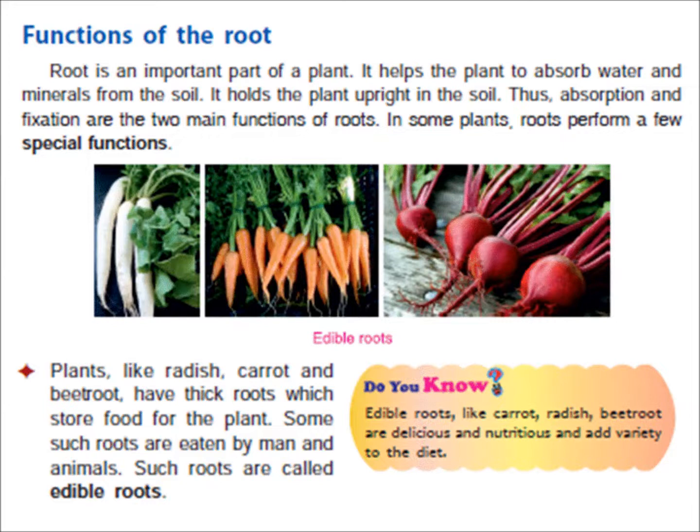In some plants, roots perform a few special functions. As we know, root is an important part of the plant, and absorption and fixation are the two main functions of the root. Now the question is, what is absorption? It means that roots take in water and minerals from the soil. Water and minerals are used by the plant for making food. So absorption of water and minerals by the root from the soil is called absorption.